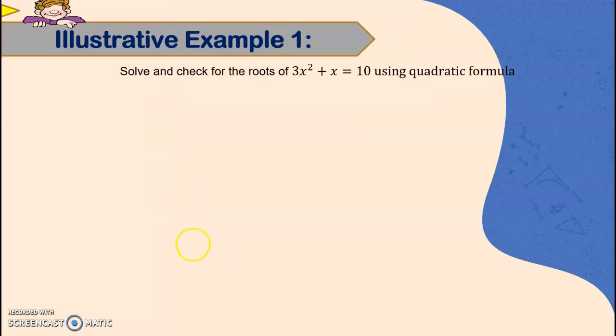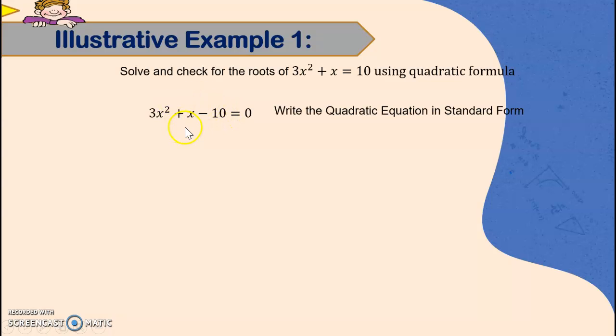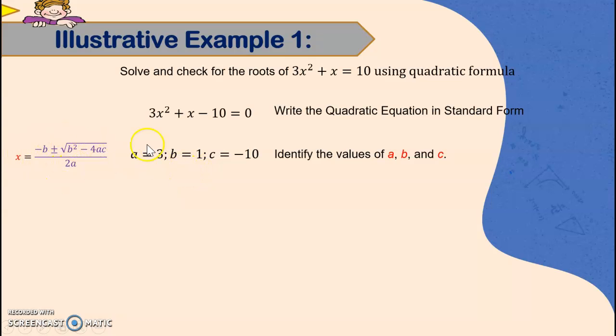Let's proceed to examples. Example number 1: 3x squared plus x equal to 10. It's not yet written in standard form, so we have to write it in standard form: 3x squared plus x minus 10 equal to 0. Next, we identify the values: a is 3, b is 1, c is negative 10. Then we use the quadratic formula. Remember the song? Negative b plus or minus the square root of b squared minus 4ac, all over 2a.